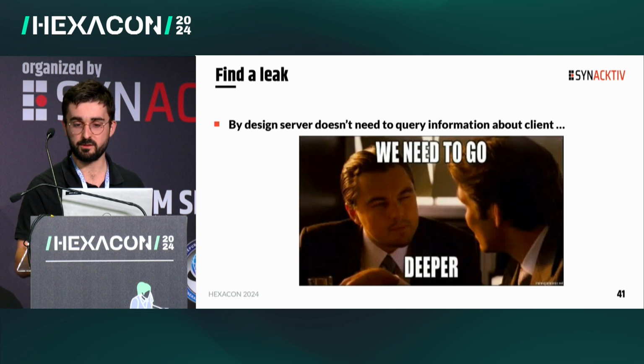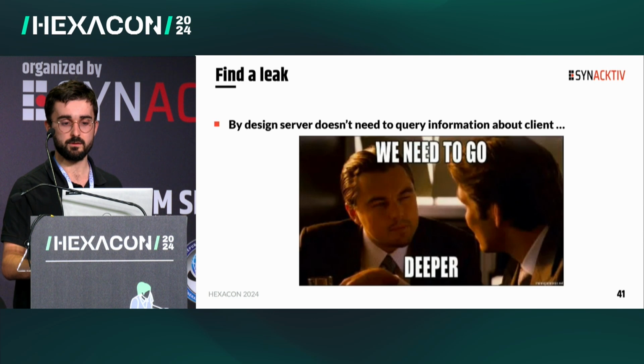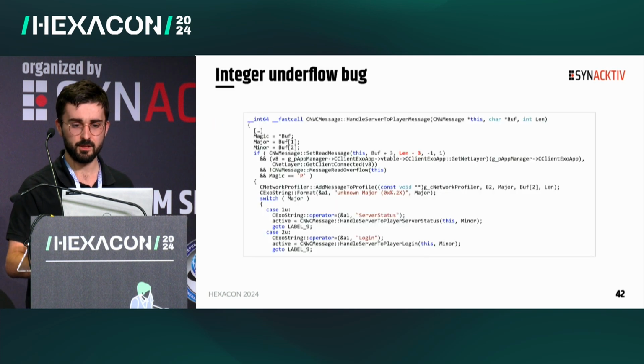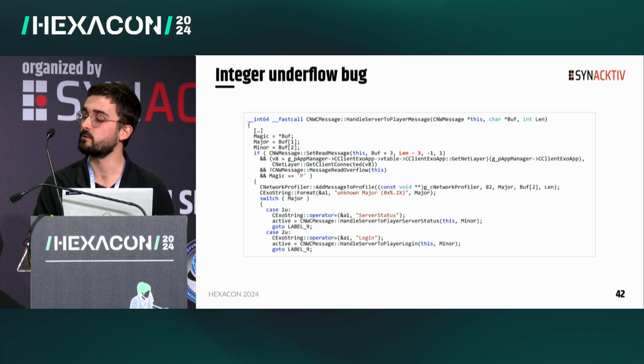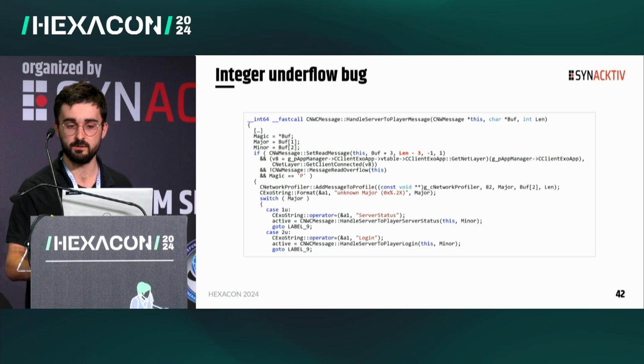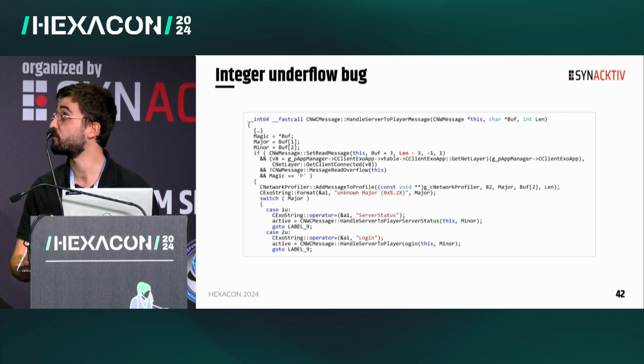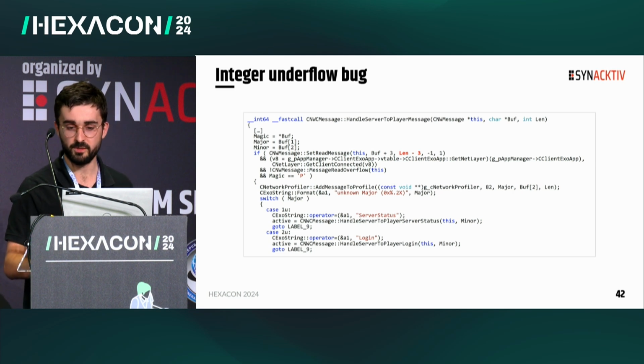The majority of my time in this research was spent finding a leak. It's not an easy task because by design there is little information about the client that the server can query. Fortunately, there is an integer underflow bug when the program initializes the CNWMessage class. If we send a 2-byte length message, the SetReadMessage method will initialize the decoding class with a length of 0xFFFFF, which is big.